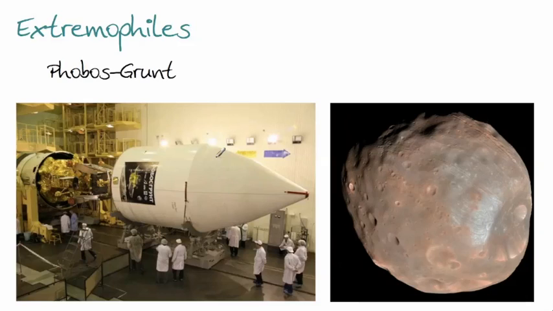There's another mission. This is so heartbreaking because I thought this was such an interesting mission. It's a Russian one called Phobos Grunt. And this mission was so cool. They were going to go to one of Mars's moons called Phobos. This is a picture of Phobos here. It's a really small moon. It's got this giant crater here, and it's actually not very massive.